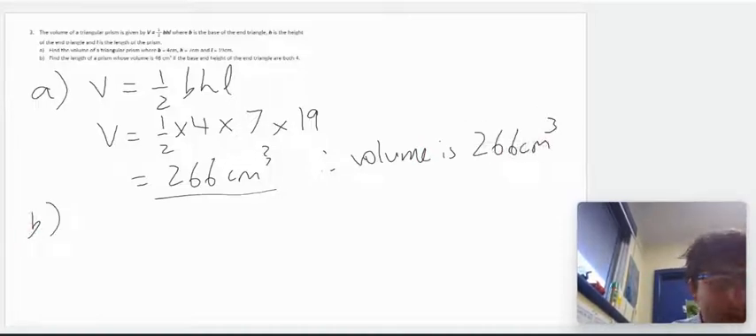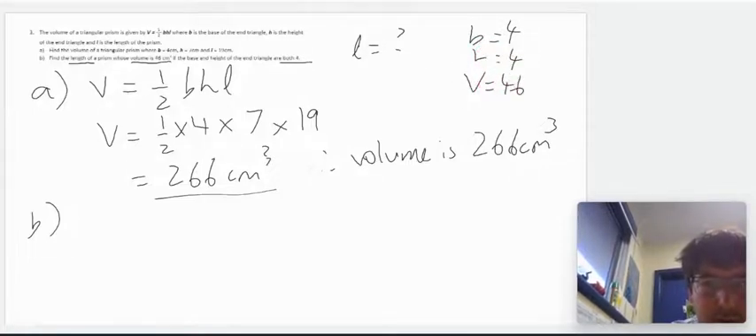Fantastic. How are you going with this? Now the next one says find the length whose volume is 46 centimeters, if the base and height are both 4. So we're trying to solve for L in question B. We know that the base equals 4. We know that height equals 4. We know that the volume is 46.